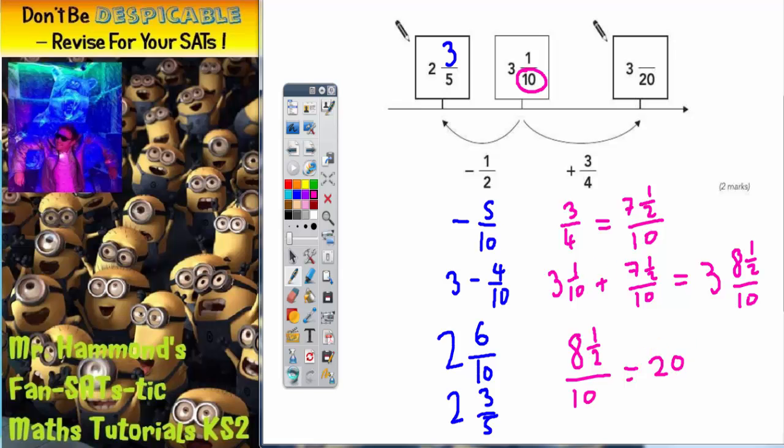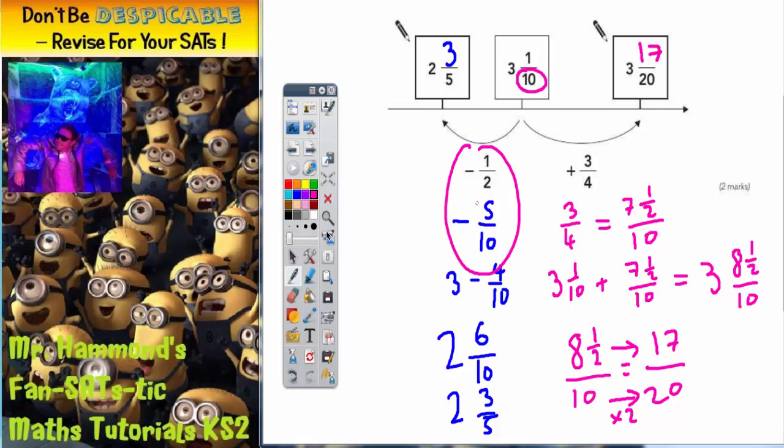Well, we need to use equivalent fractions. So we can double the 10 to make 20. So we would need to double the 8½. Double 8½ is 17. So we can see that it is 17/20ths. And there's the two answers: 2 3/5 and 3 17/20ths. But it's all come about from trying to use the tenths and making halves into tenths and also making the 3/4 into tenths.